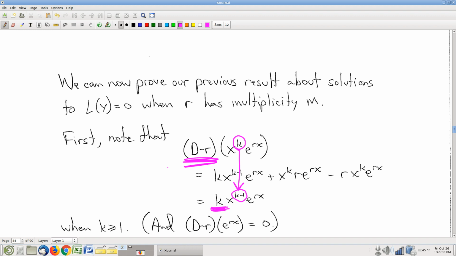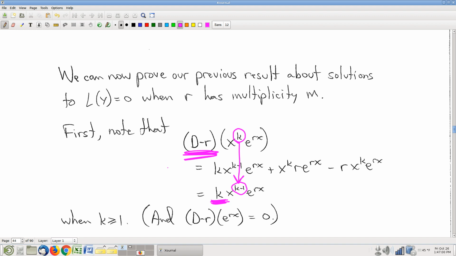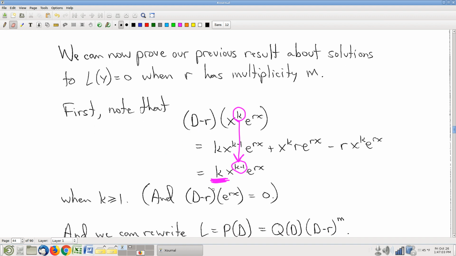Okay. All right. Now that's when k is positive. Note that if k is equal to 0, right, if there is no monomial, if it's just e to the rx by itself, well, d minus r gives you just plain old 0 there. And again, that's just straight up calculation. Take the derivative of this thing, multiply minus r times this thing, add them up, they go to 0. Okay. All right. Okay, so with this observation, we're ready to do the proof now.